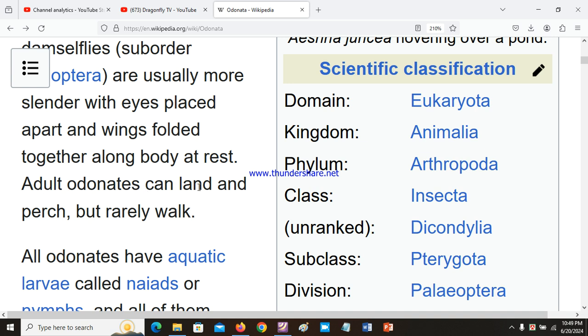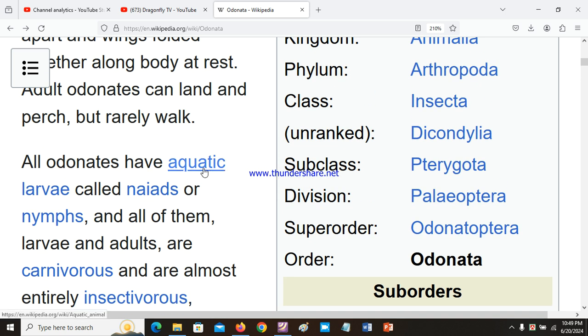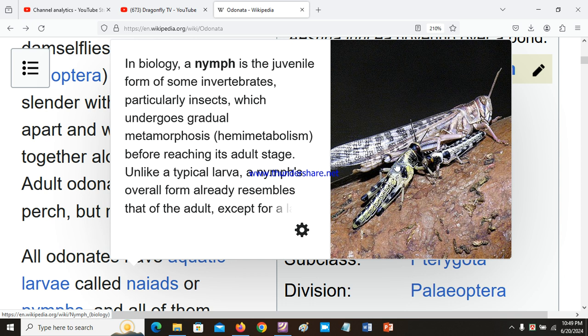Adult odonates can land and perch but rarely walk. All odonates have aquatic larvae called naiads. These are called naiads. In biology, a nymph is the juvenile form of some invertebrates, particularly insects, which undergoes gradual metamorphosis, hemimetabolism, before reaching its adult stage.